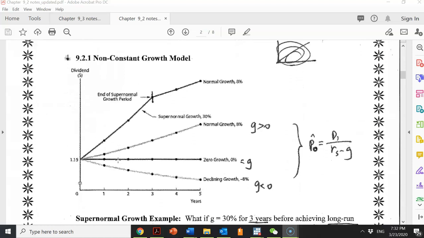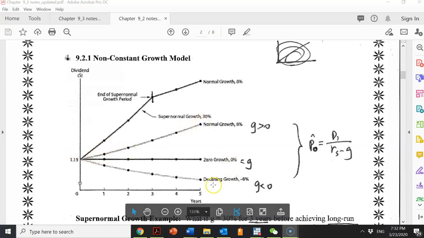Here is a graph of what kind of case the non-constant growth model applies to. In last class, we were talking about the constant growth model. We have the case where G is 0, zero growth all the time. We have the normal growth rate when G is larger than 0, for example 8%, a constant growth rate G of 8%. We have the case when G is smaller than 0, where G is a constant growth rate of negative 8%, for example. So we have a declining growth all the time.